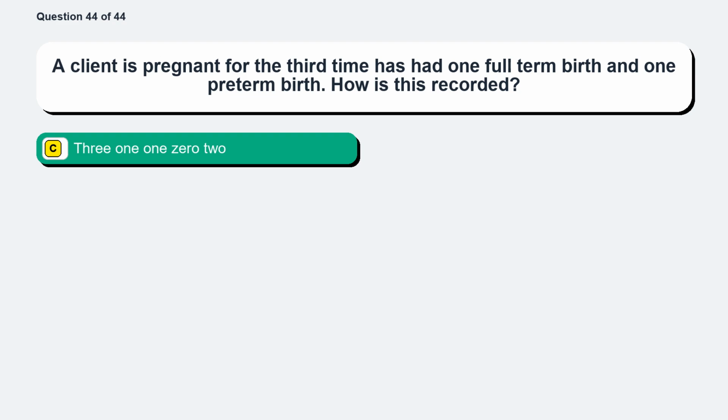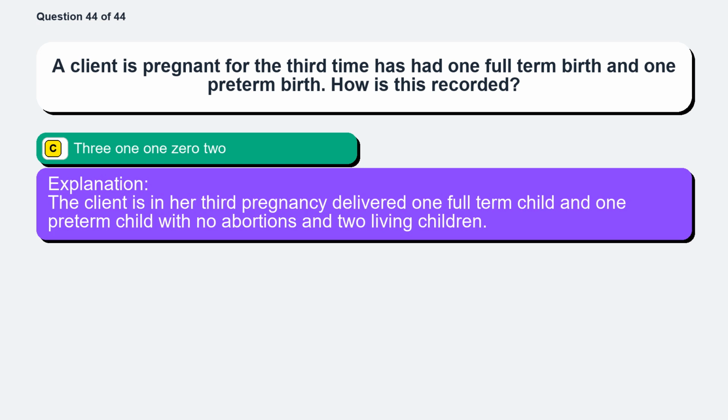The correct answer is option C, 31102. The client is in her third pregnancy, delivered 1 full-term child and 1 preterm child, with no abortions and 2 living children.